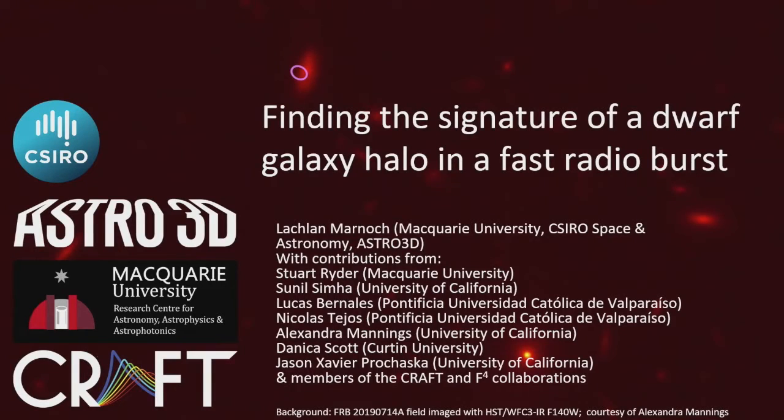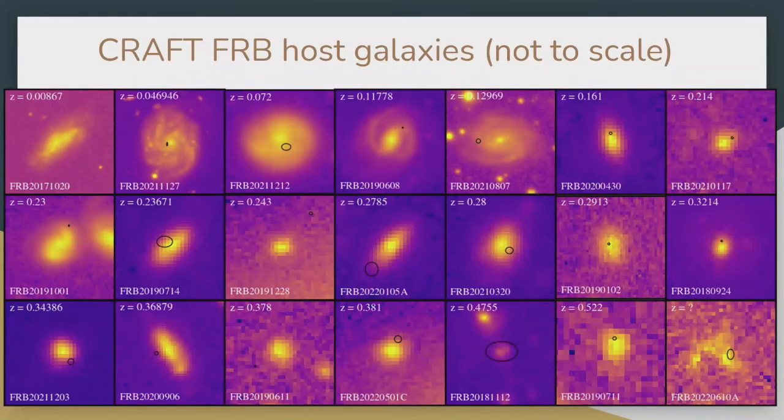All right, good afternoon, everyone. Annyeonghaseyo. My name is Lachlan Marnoch. I'm a PhD student at Macquarie University in Sydney in my second year, with my supervisors Stuart Ryder and Richard McDermott. I'm also associated with Astro 3D and CSIRO, and I work on FRB follow-up with CRAFT. So I'm mainly engaged with the optical and the infrared side of things, particularly with imaging.